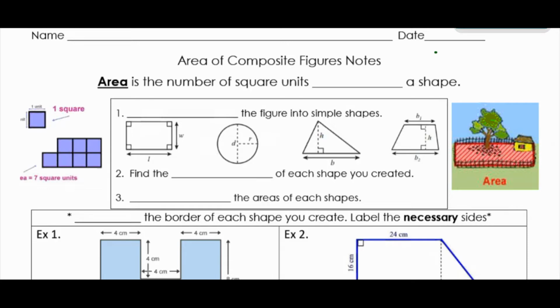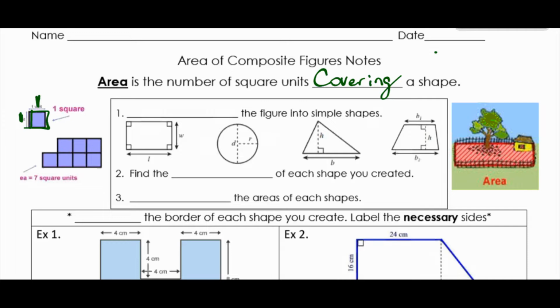The number of square units covering a shape. And a square unit is literally that. It's a square that has specific dimensions of 1 and 1 in whatever unit we're talking about. So it could be inches, it could be miles, but it's talking about one of these squares that has a length of 1 and a width of 1. It's a square unit for different measurements.